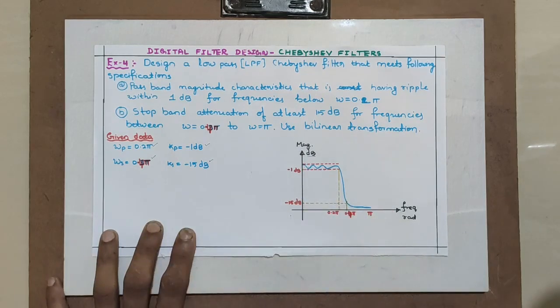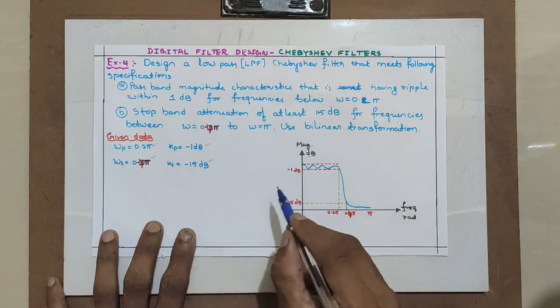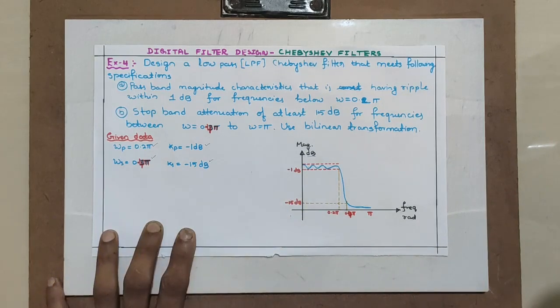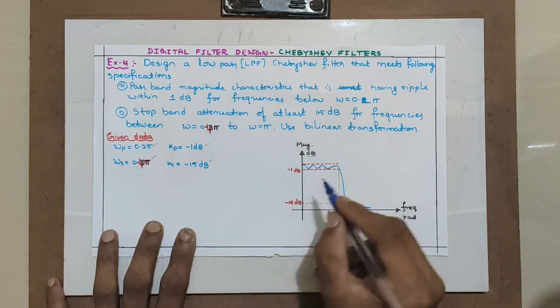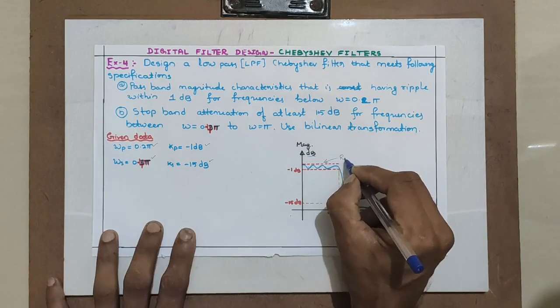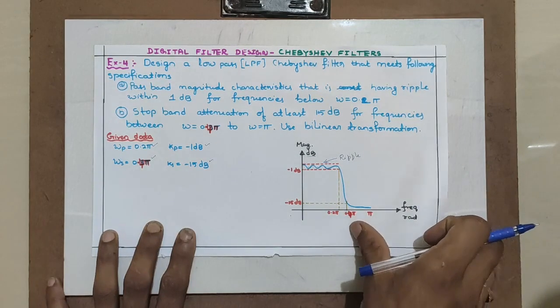Generally, Chebyshev filters are characterized by ripples, as I have already explained. 1 decibel ripple, 3 decibel ripple, 2 decibel ripple, 0.5 decibel ripple. Like this, they are characterized by ripple in the passband. This ripple, whatever is present, is represented. Now, let us solve this example.